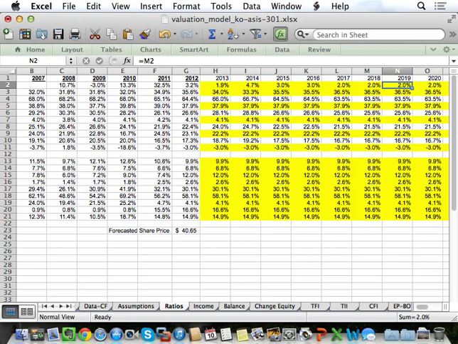Yes? If you're adjusting your forecast for these ratios, would you also be forecasting a forward tax rate change or no? Again, if you think the tax rate will change in the future, you could, but that's why we're trying to use sort of a representative tax rate that we're going to use for the future. Okay.